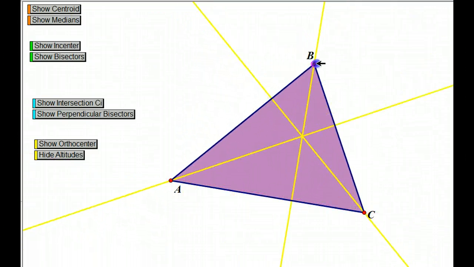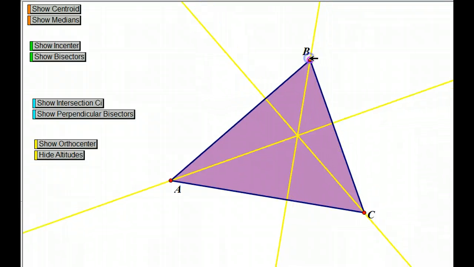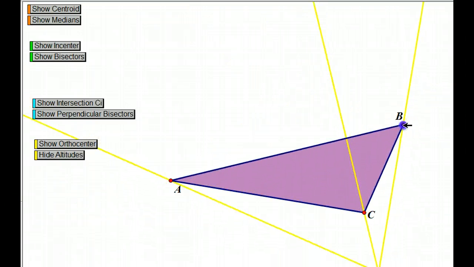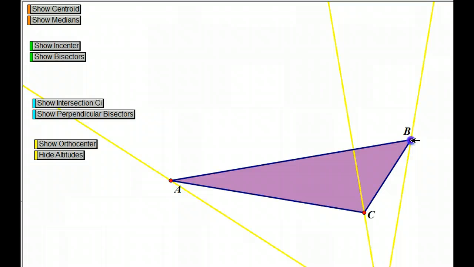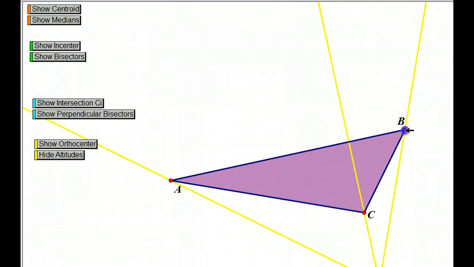But as I change the dimensions, if it's an acute triangle, then all the altitudes go through the interior of the triangle. And if I change it to an obtuse triangle, then one of the altitudes is inside the triangle and all the other altitudes are outside the triangle.